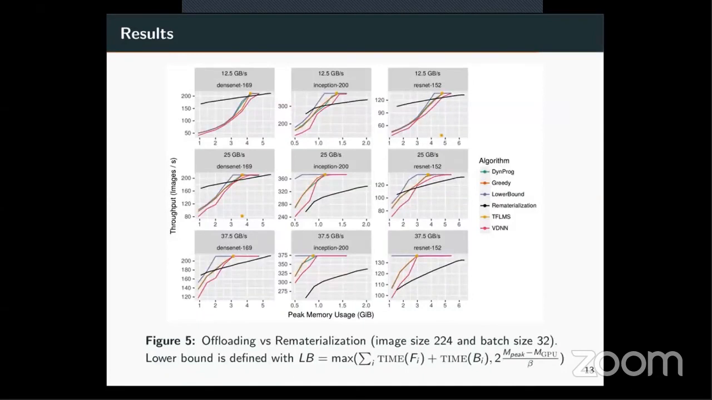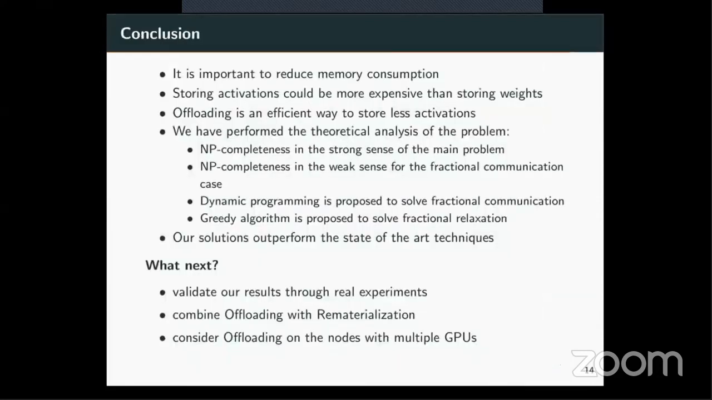Furthermore, we compared offloading as a technique in general with rematerialization. The plots show throughput with respect to memory and its evolution depending on the values of the bandwidth. From this figure, we can conclude that rematerialization is more efficient than offloading for small values of the bandwidth and small memories. Yet, with larger bandwidth values, offloading brings better performance than rematerialization, making it more promising.